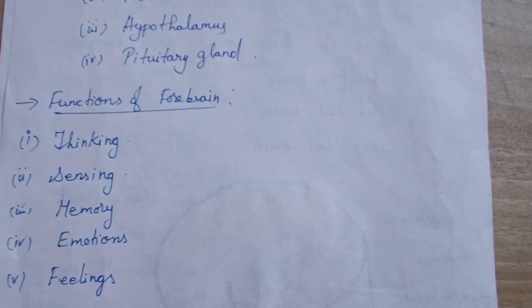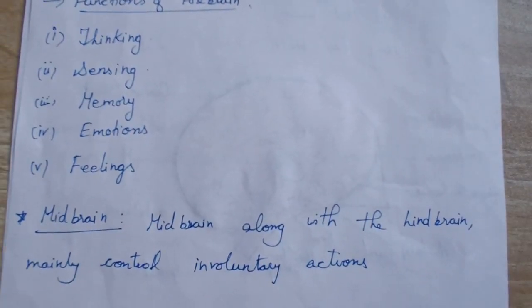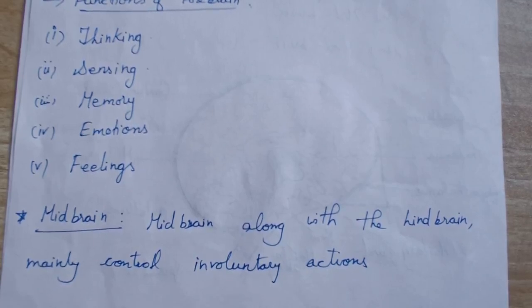And feelings, like I feel very hungry, I feel very thirsty. If I ate fully, I'll say enough, my stomach is full. How do I feel that my stomach is full, or my heart is full of happiness? All these feelings are taken care of by the forebrain. Okay, and the next one is the midbrain. Along with the hindbrain, it will do all the involuntary actions. Whatever involuntary actions there are, all these are taken care of by the midbrain.